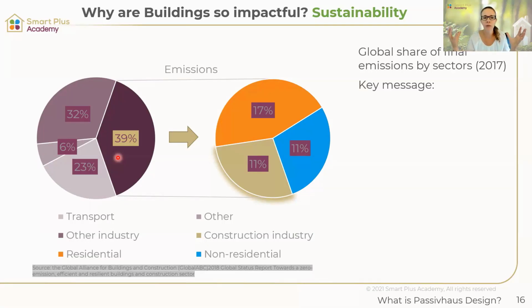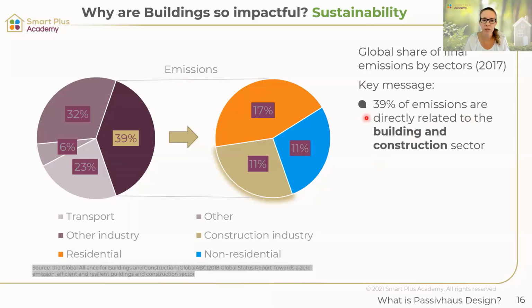We can do something, okay? All of us building professionals have now the chance to turn this around and do something good for our environment. So within this 39%, we obviously have our different sectors. We have the residential here in orange, the non-residential, and the construction industry. But we can really see that we have a big part to play in this. So 39% are directly related to the building and construction sector.